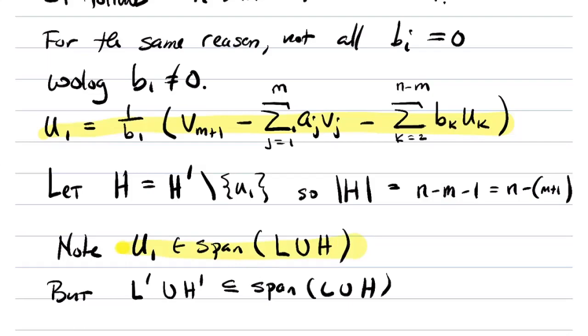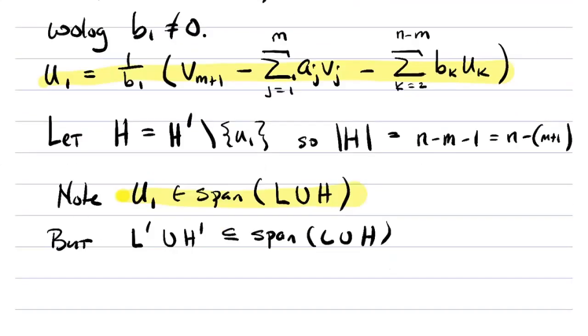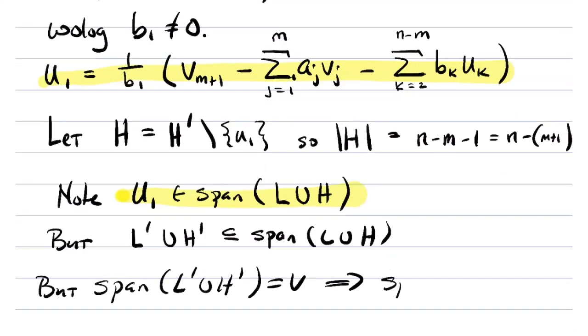All right? So L prime union H prime belongs to the span of L union H, but L prime union H prime spans V. The span of L prime union H prime is equal to V. So that means that the span of L union H is equal to V, right? Because the span of L union H certainly can't be any bigger than V, and it contains this set that spans our vector space. So L union H spans V.